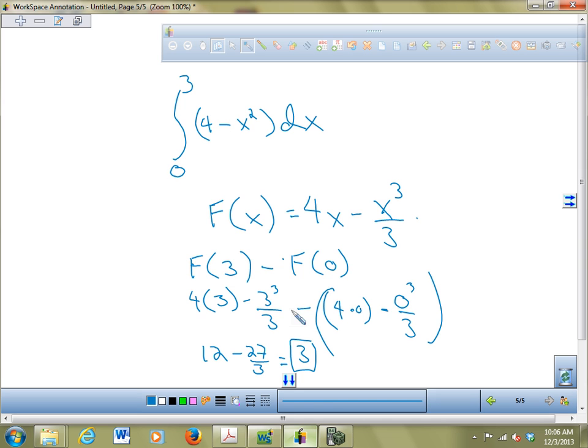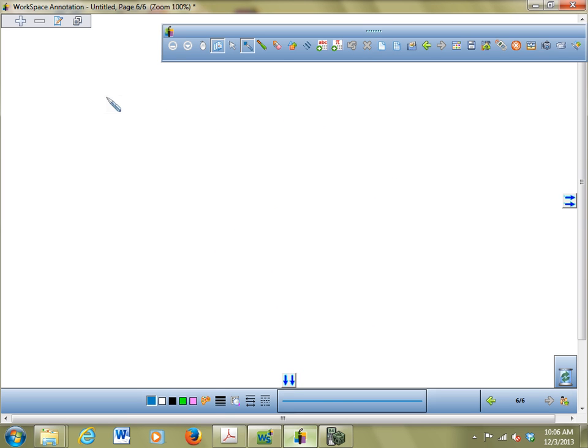Now one more example problem, then I promise I'll be done. Okay. So one more example. Remember we did this one with that little exploration? The integral from 0 to pi of sine of x dx.